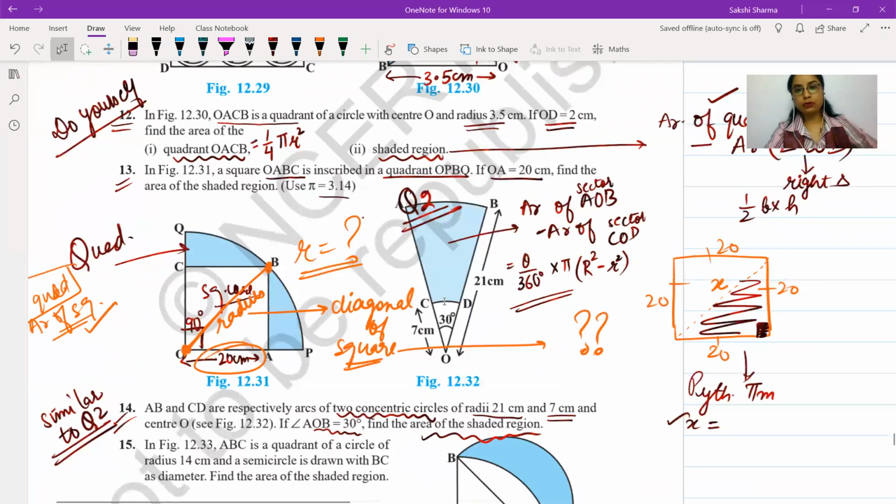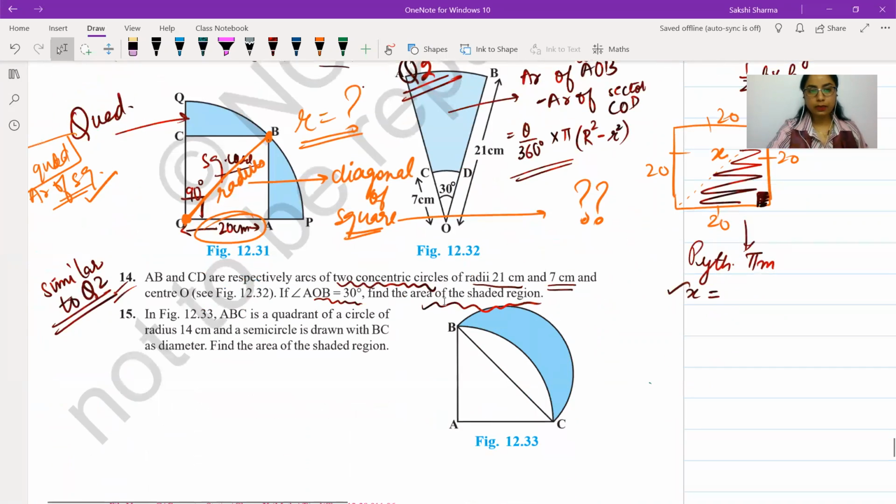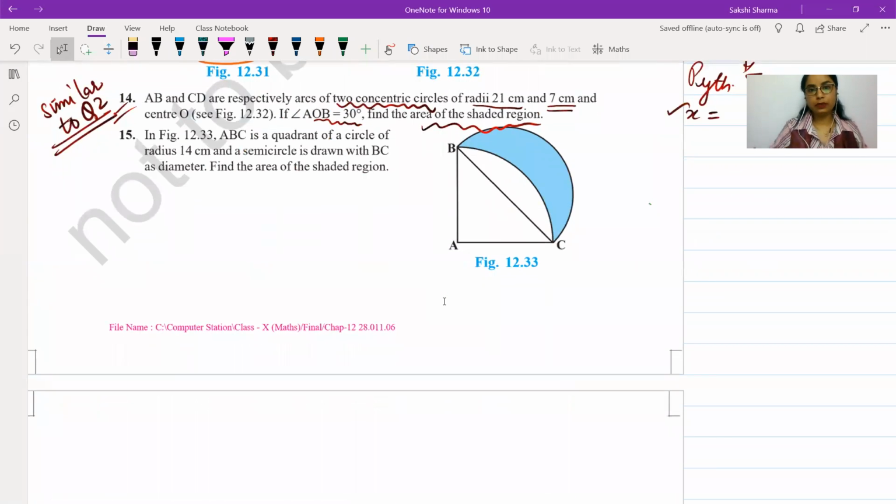After these questions 12, 13, 14 that I had discussed with you, I've even sent the answers for these. Question number 15 here is an important question. The figure given here contains a quadrant of the circle ABC. ABC is the quadrant, so this angle here is 90 degrees. The quadrant has been drawn with radius 14 centimeters, so AB and AC each are 14 centimeters.